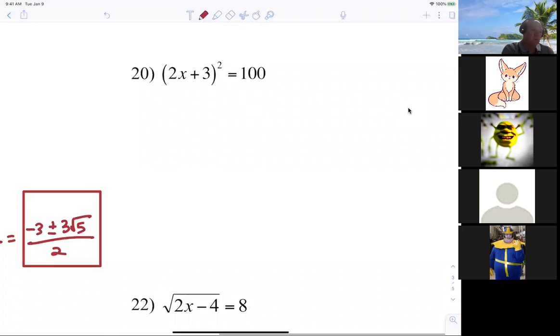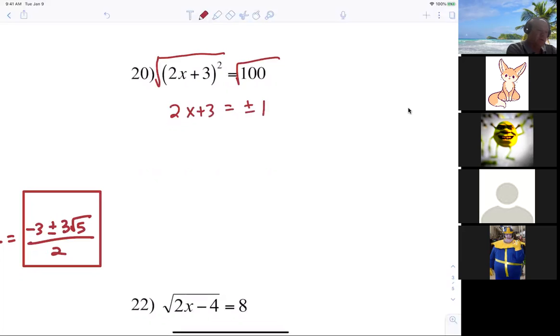Number 20, still same principle. I'm undoing a square. We take the square root. So I have 2x plus 3 equals plus or minus 10. All right, now stay with me. 2x equals negative 3 plus or minus 10. Then I'm dividing by 2. So x equals negative 3 plus or minus 10 all over 2.